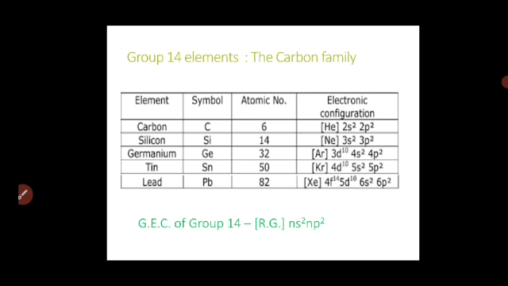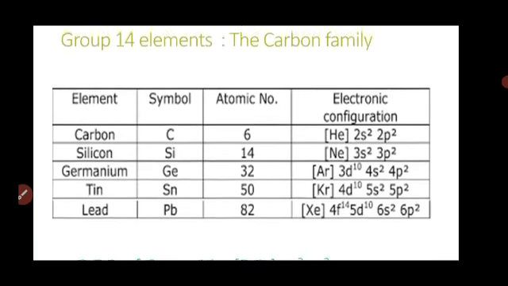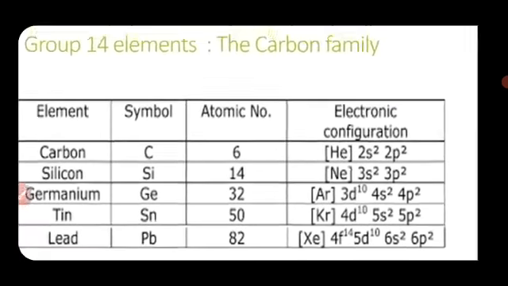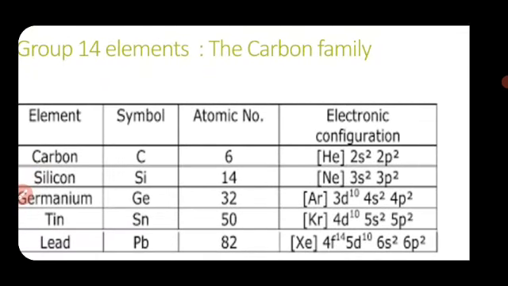Let us see the electronic configuration. Here is a table which shows the atomic number and their electronic configuration. Okay. Now, in the first element, that is carbon, helium, that is 1s2, then 2s2, 2p2, right? Then silicon, atomic number 14, neon, that is atomic number 10, 1s2, 2s2, 2p6, then 3s2, 3p2.